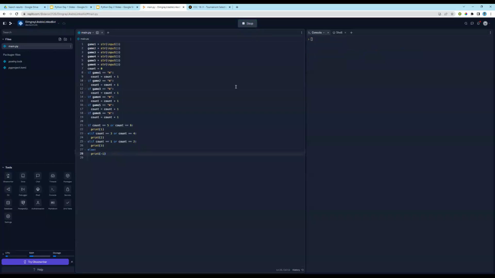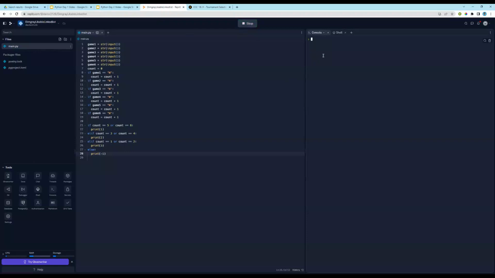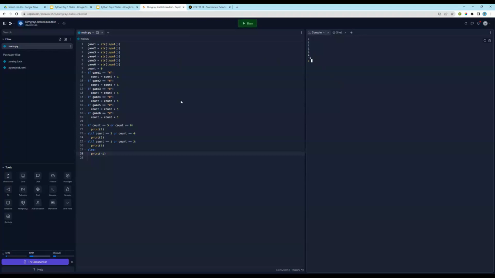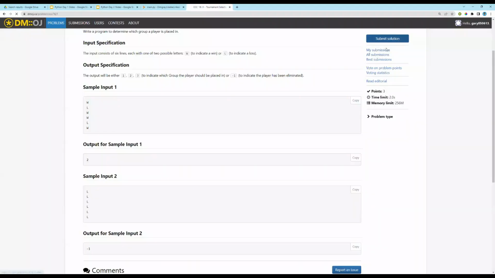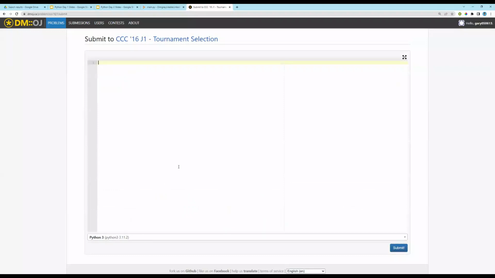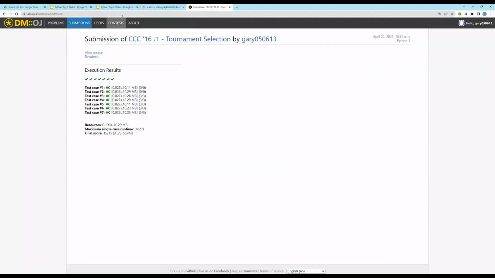Okay, this should be good. So if we copy the first sample input, we get 2, which is correct. And then if we copy the second sample input, we get -1, which is correct. So now we can submit our solution. Again, Python. Yeah, so we get all correct.